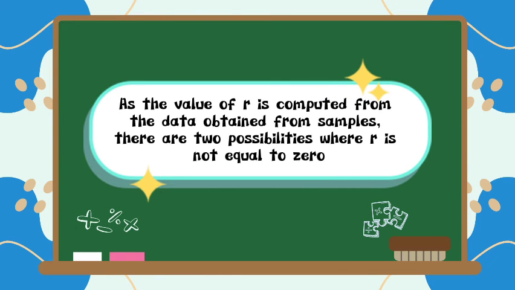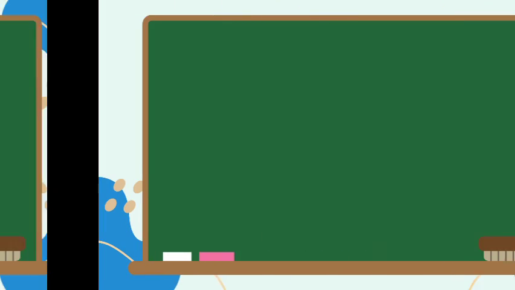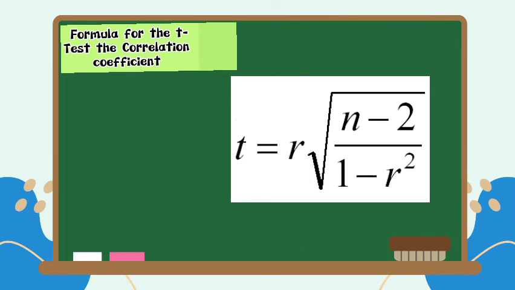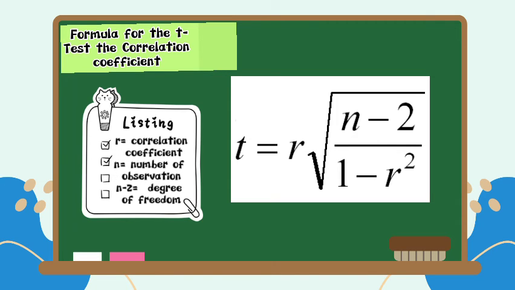As the value of r is computed from the data obtained from samples, there are 2 possibilities where r is not equal to 0. To find out the relationship, we have the formula. Formula for the t-test for the correlation coefficient: t equals r square root of n minus 2 over 1 minus r squared, where r equals the correlation coefficient, n is the total number of observations, and n minus 2 equals the degrees of freedom.